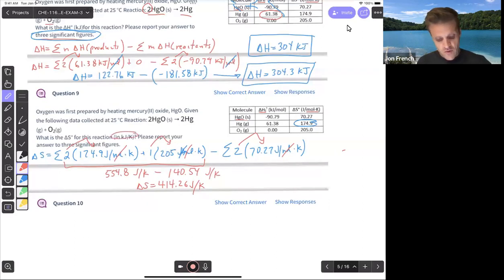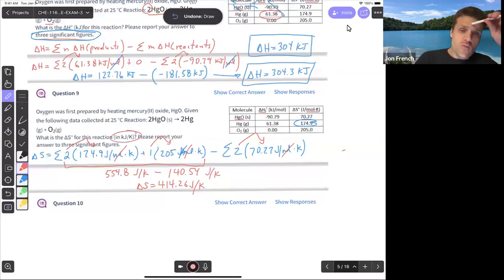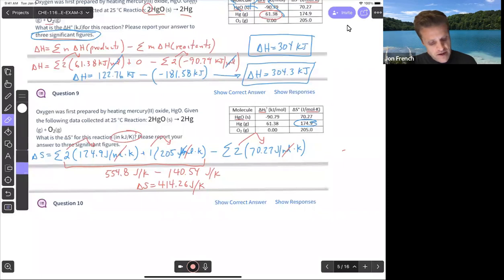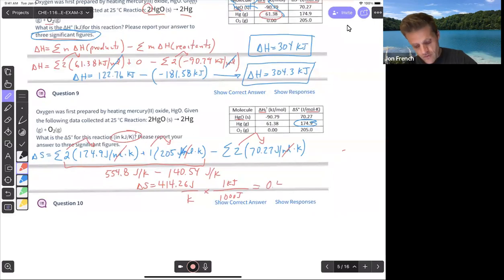One more thing before I get going. No one pointed it out, but we had to do this to do question 10 anyways, right? We want those units of energy to be the same. So we're going to convert from joules per Kelvin into kilojoules. So I know for every 1000 joules, I've got 1 kilojoule. So our entropy is 0.414. And yeah, they asked it for 3 significant figures. So yeah, our entropy is 0.414 kilojoules per Kelvin.